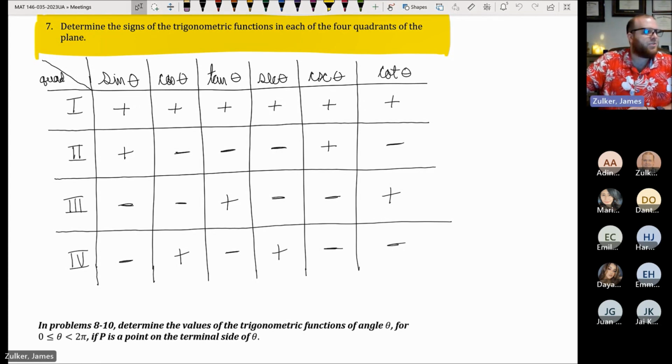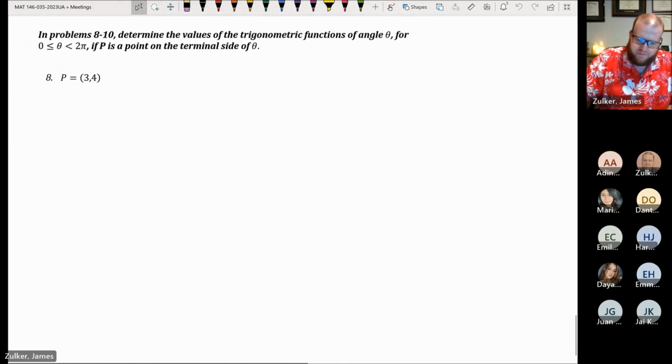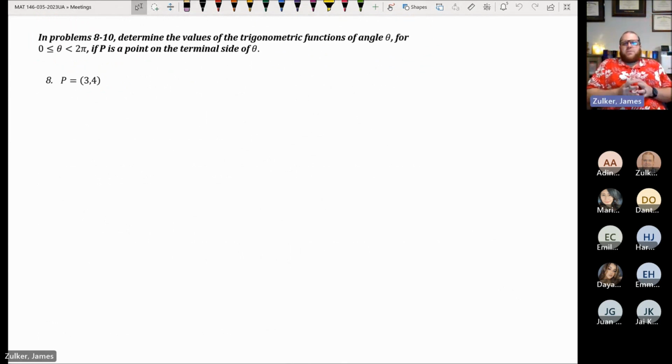What we'll do for the next 3 problems is to determine the values of the 6 trigonometric functions of the angle theta, given the point P that is on the terminal side of theta. So the point we're given is the point 3, 4.